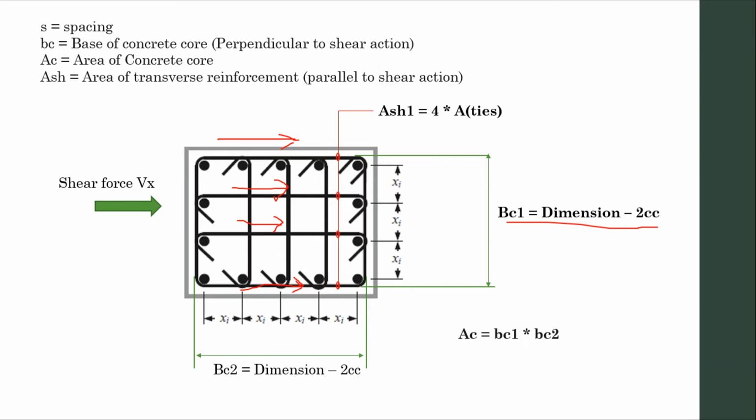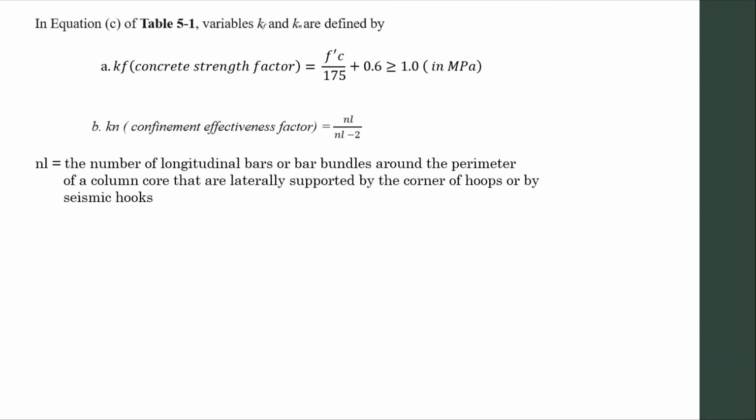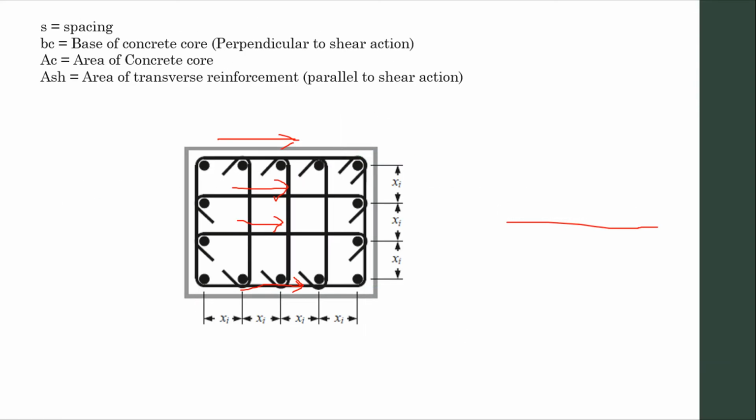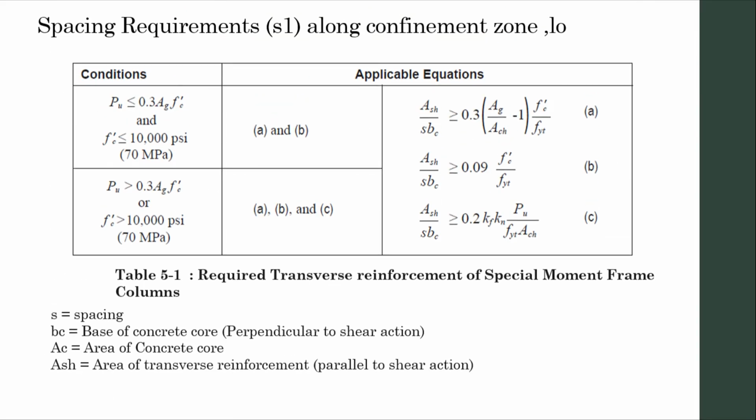So, kapag shear force Vy naman, ganun lang din. Yung ASH mo, yung area of transverse reinforcement mo, is parallel. So, dito naman, pahiga naman siya. Tama? Then, yung BC1 mo is BC2 na. So, in equation C, nakita nyo, meron siyang term na KF and KN. So, di ba? Kita nyo dito, meron siyang factor na KF and KN.